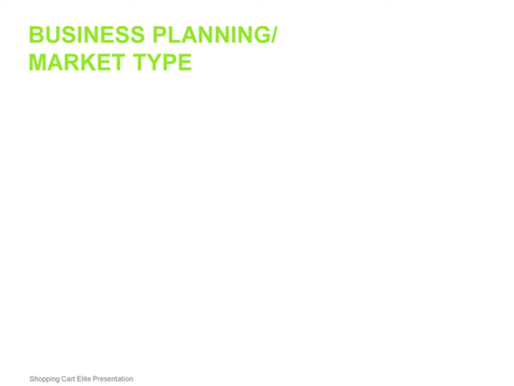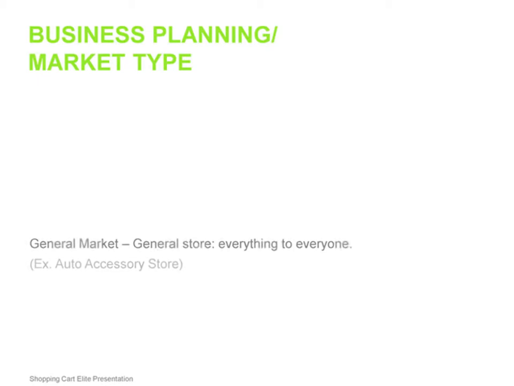The e-commerce market is pretty transparent. You can do a general market store which is selling everything to everyone. For example, in the automotive industry, AutoAccessoryStore.com sells car parts for all vehicle makes and models. They get their traffic from competitive general keywords such as car accessories.